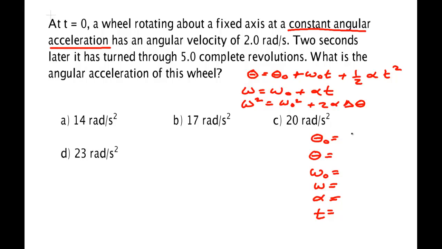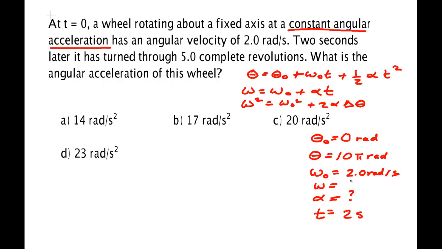In this problem, it says that at t equals 0, it has an angular velocity of 2 rads per second. 2 seconds later, it has turned through 5 complete revolutions. That would be 10 pi radians. And initially, we'll say that it was at 0 rads because we can start our axis anywhere we want. It says, what else? 2 seconds, that's t.